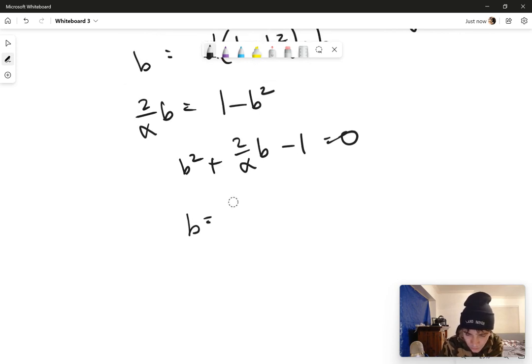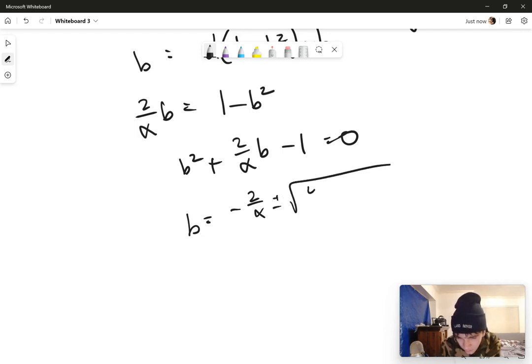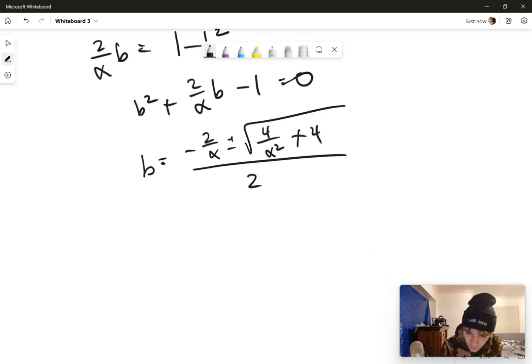So I'm going to have negative 1 over alpha plus square root of 1 over alpha squared plus 1. And this is equal to, I'm just going to simplify it outright. So the square root of 1 plus alpha squared, minus 1, all over alpha. Okay. And so this is our b. This ends up being our b.